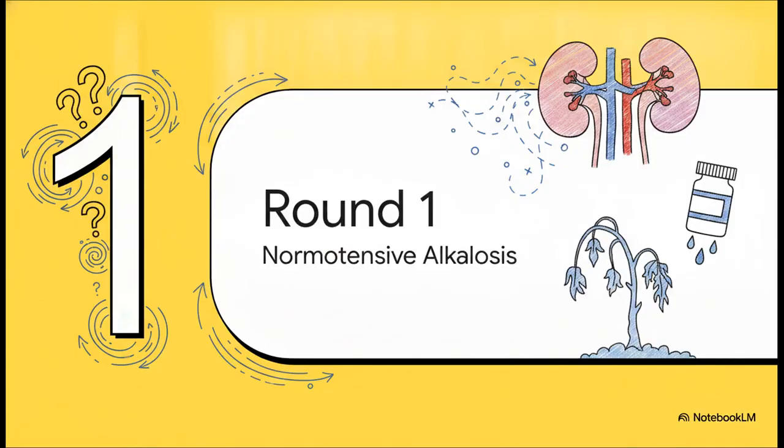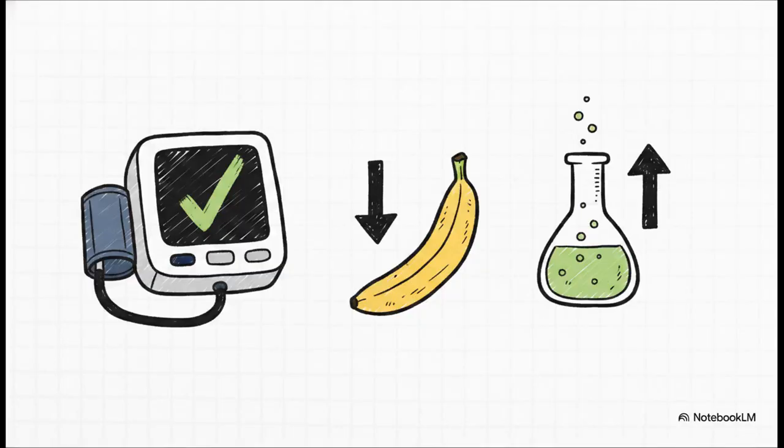All right, let's kick things off with round 1, the normotensive alkalosis trap. Okay, picture this. Your very first patient is young and presents with profound muscle weakness. You check their labs and you see severe hypokalemia along with a metabolic alkalosis. Naturally, you immediately check their vitals, expecting them to be hypotensive. But wait, their blood pressure is completely normal. They deny taking any diuretics and they haven't been vomiting.